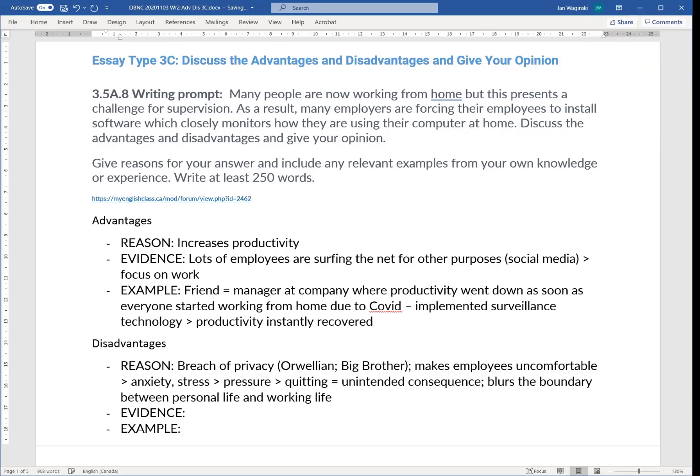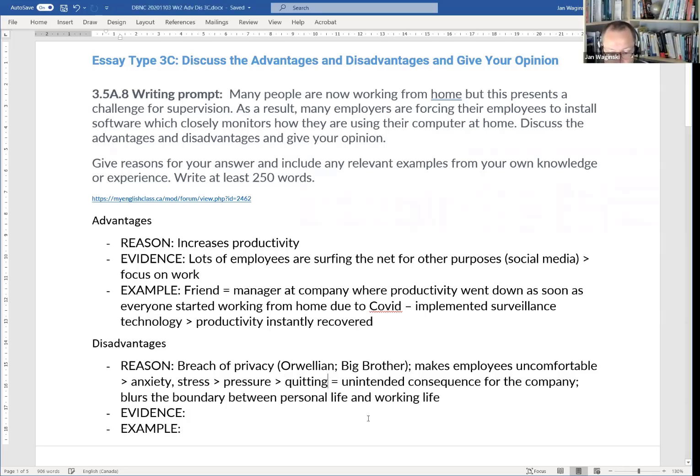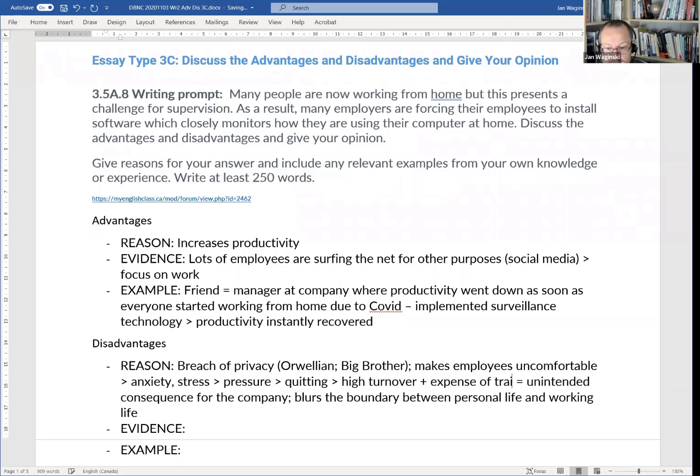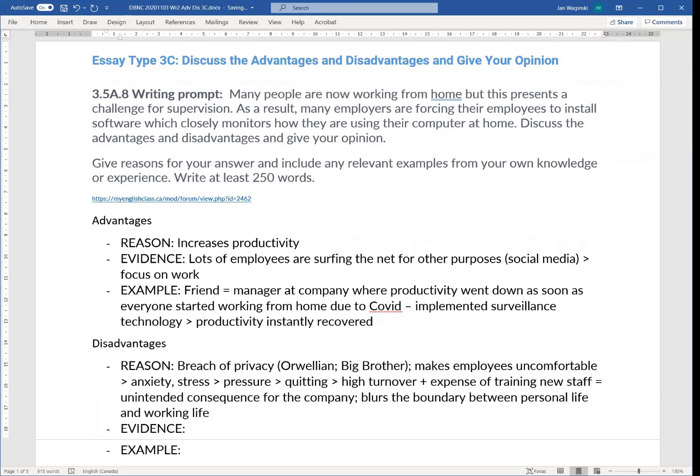Companies have trained workers. So if people are quitting, then that leads to high turnover and the expense of training new staff. It will cost time and money. Exactly.